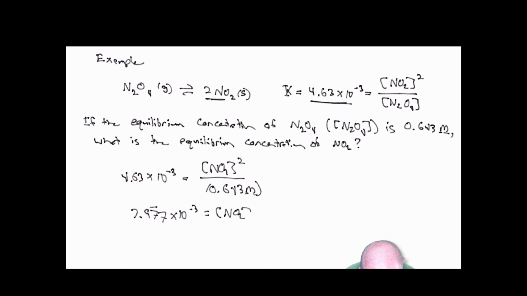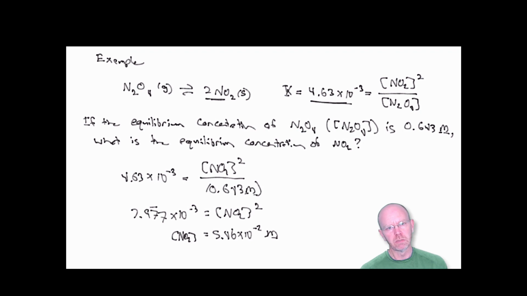So now we need to take the square root of both sides. I'm going to take the square root of that number on my calculator. Oop, I failed to take the square root of that number. So I'm going to take the square root of 2.977 EE minus 3. That gives me a concentration, so I'll write it like this, NO2 is going to equal 5.46 times 10 to the minus 2 molar. So that's our concentration. Using this equilibrium expression, we can solve for the other equilibrium concentration.